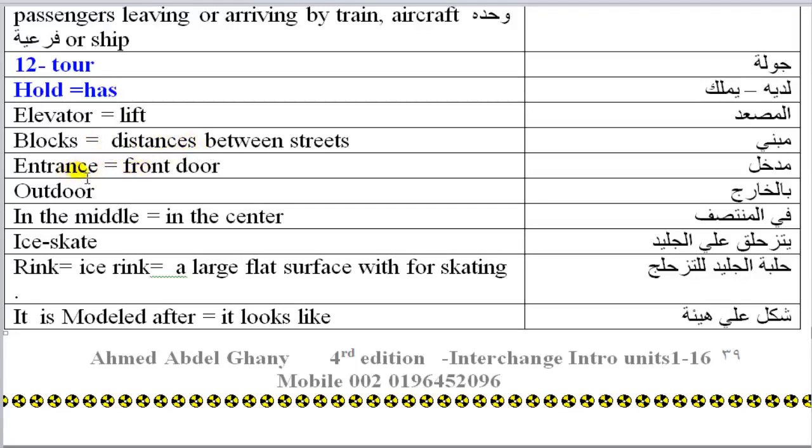Entrance, entrance, front door. Outdoor. In the middle, in the center. In the middle, in the center. Ice skate. Rink, ice rink. A large flat surface with four skating, skating. British, skating. American, skating. It's modeled after, it looks like. It's modeled after, it looks like.